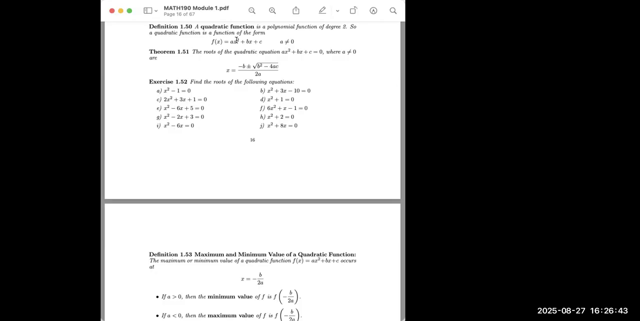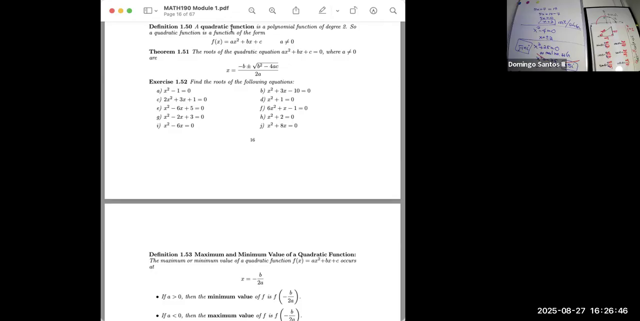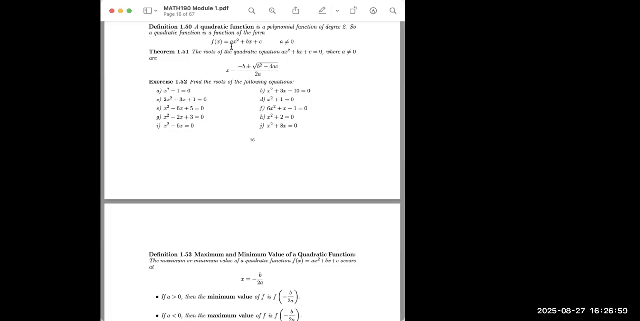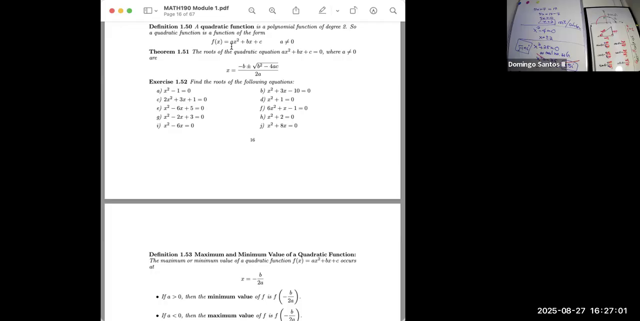Mhm. That's why it doesn't make sense if you're defining a quadratic function and then you have this as 0. That's why your assumption here is that there should be something here that is non-zero for a quadratic function to exist. Does that make sense? Yeah. Okie dokie. Can you read theorem 1.51 and tell me if this is familiar to you?